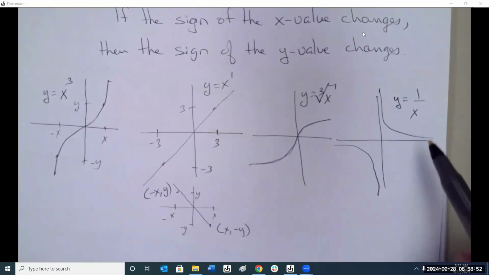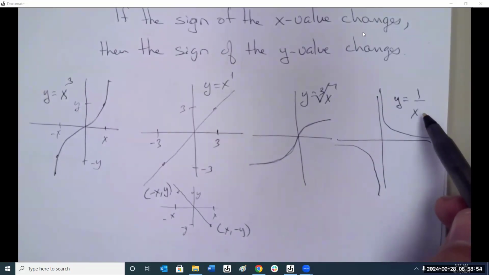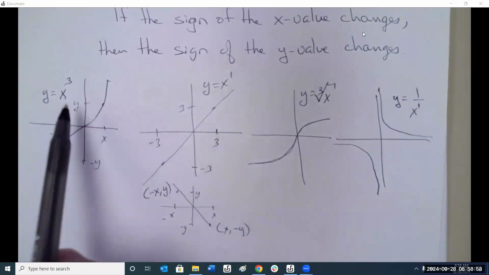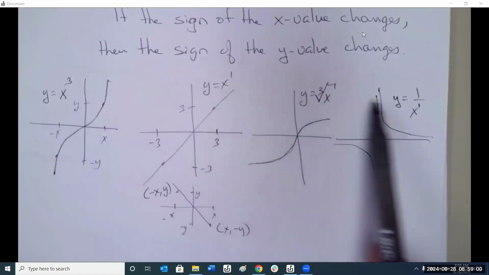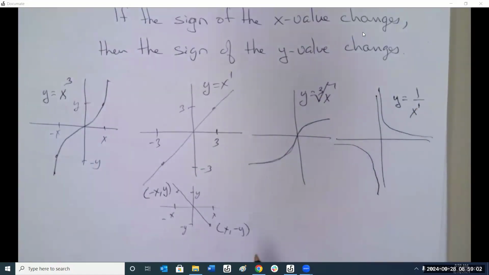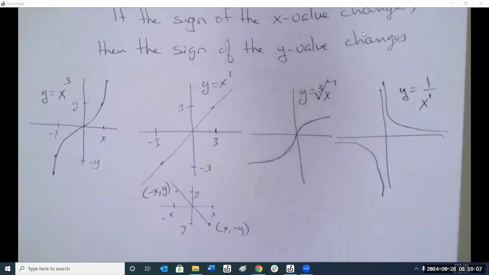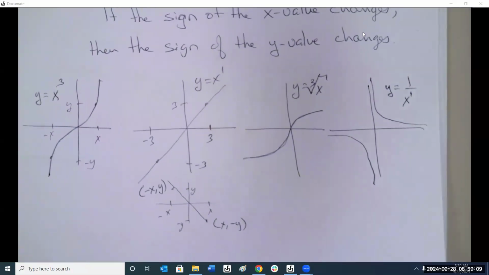Why is this one an odd function? What's the exponent of x? What's the power? 1. You notice how all these exponents, all these numbers are odd? That's why it's an odd function. The same logic goes for even functions. All the graphs that are even have a power 2 or are constant.